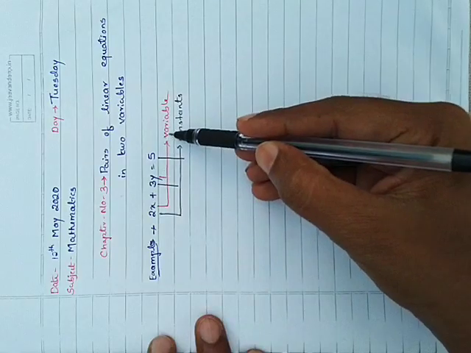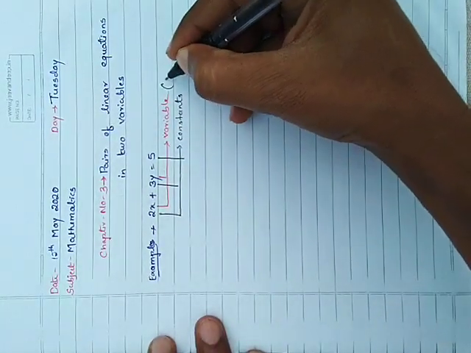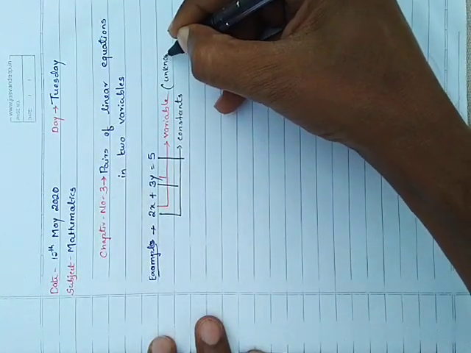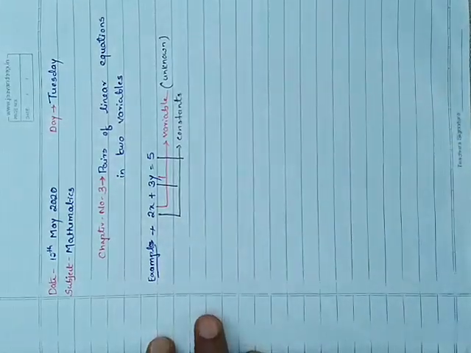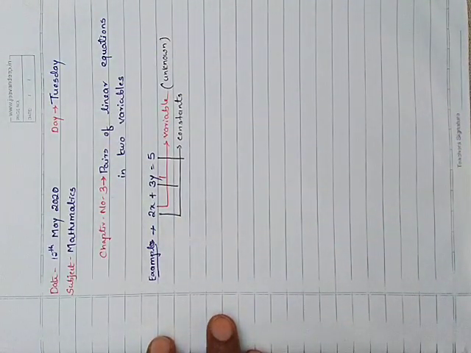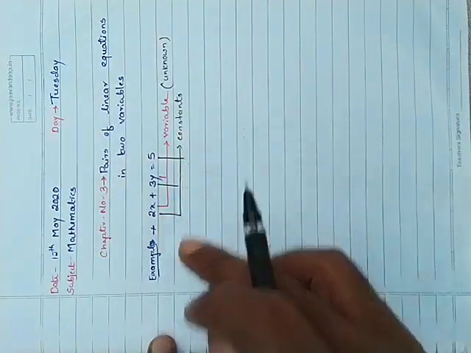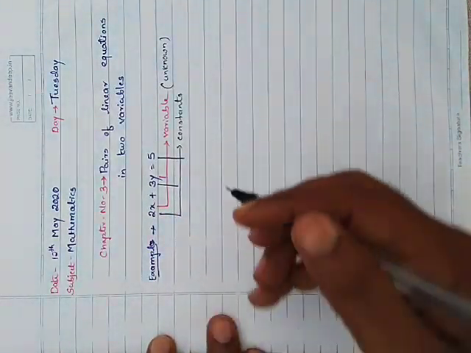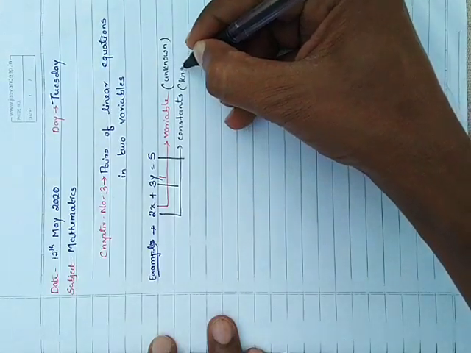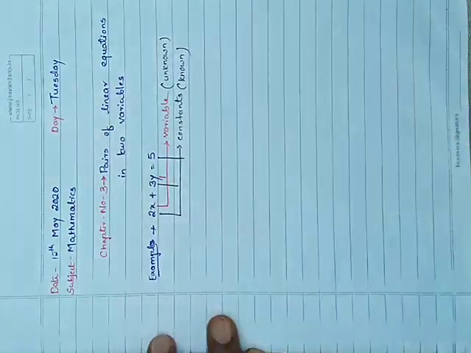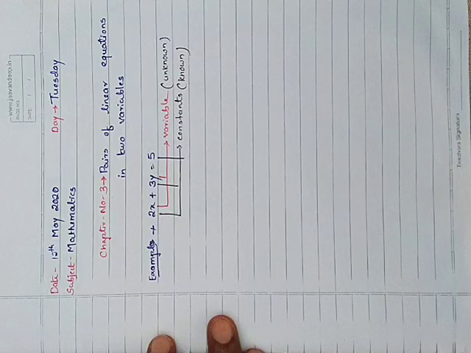Why x and y is called variable? Because they are unknown to us. It means they keep on changing. Whereas 2, 3 and 5, they are known as constants because we know the value of them. So this is constants and variables which I explained.